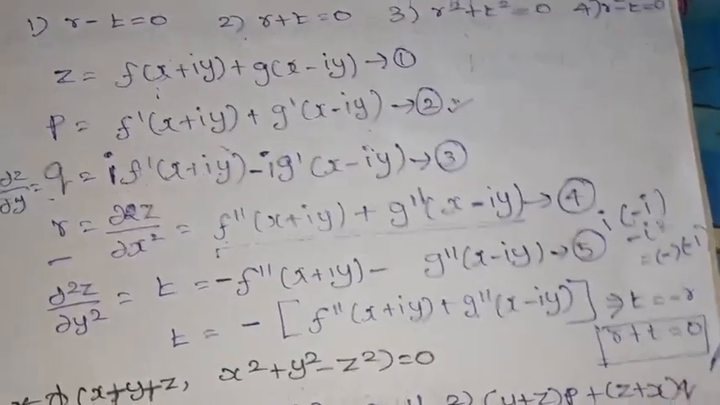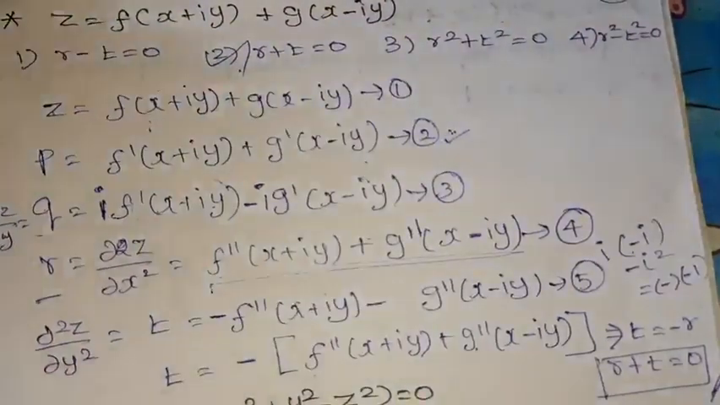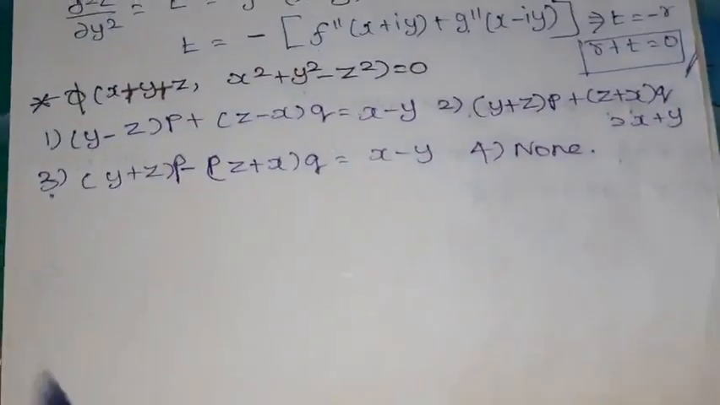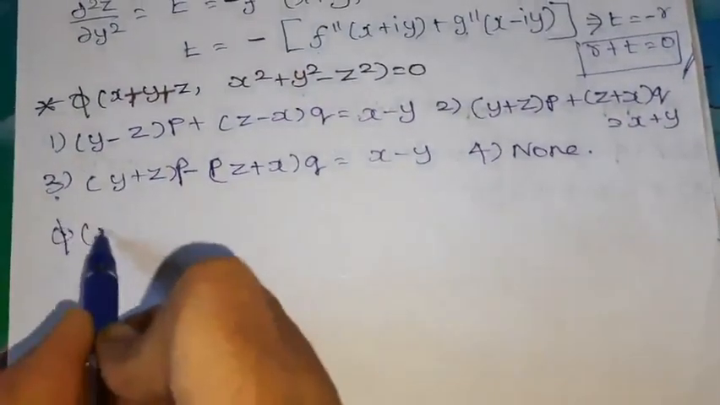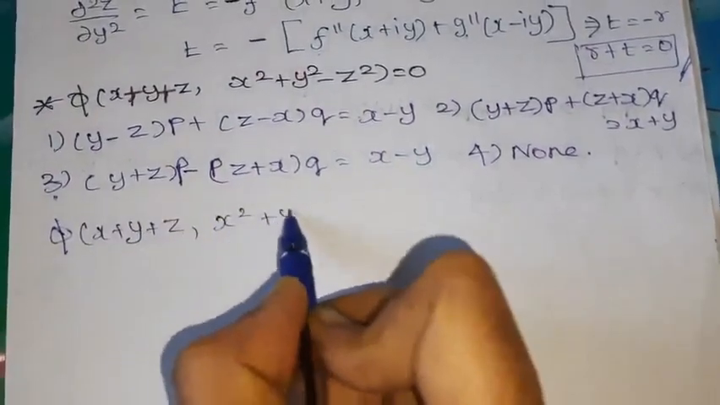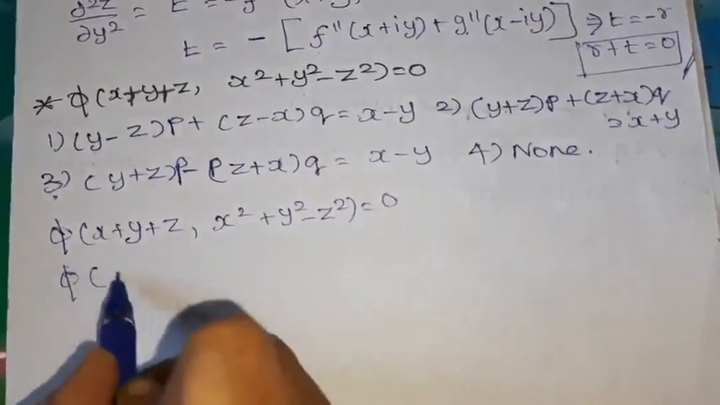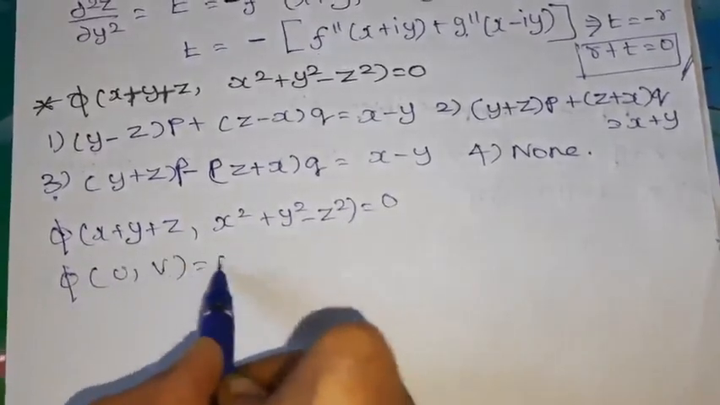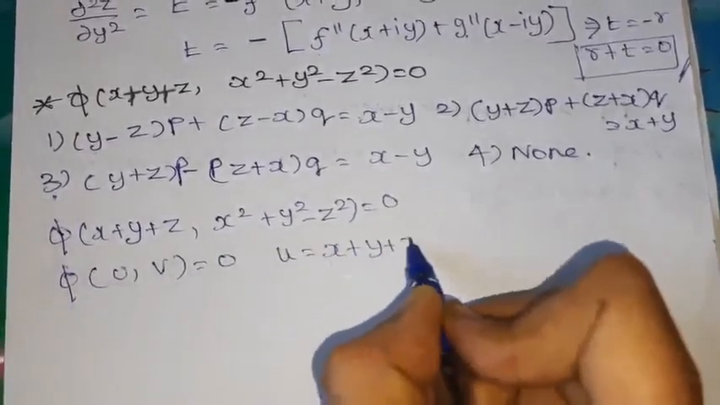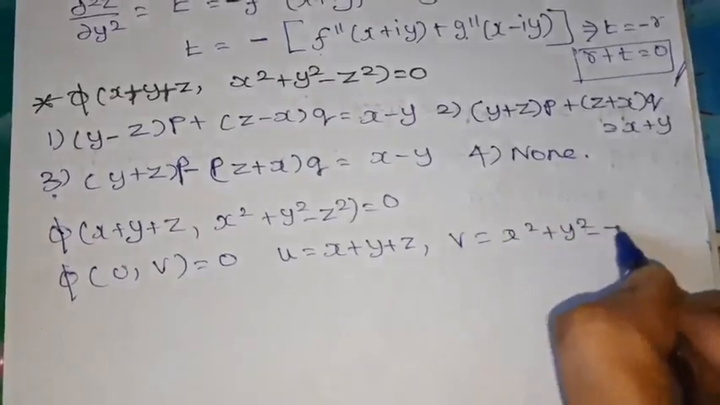So option 2, r plus t, is the right option for this problem. We'll move on to the next problem. What is given? Phi of x plus y plus z comma x square plus y square minus z square equal to 0. This is in the form of phi of u comma v equal to 0. What is u? U is x plus y plus z. What is v? X square plus y square minus z square.